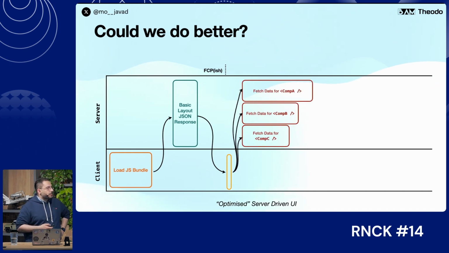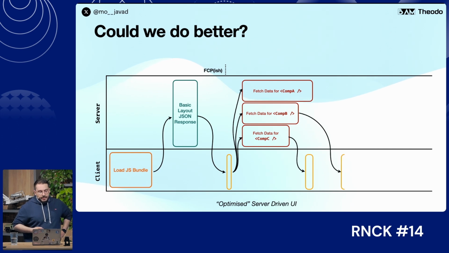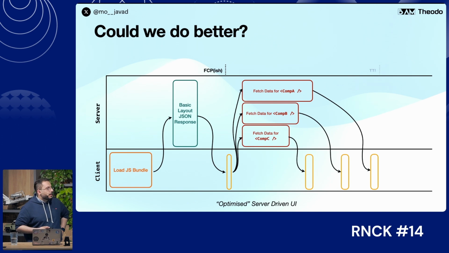And then it starts to make requests for each component to fetch the data. So the data is being computed on the server. And then once the data is available for each component, it basically comes in on demand for each of those components. And basically the TTI becomes whenever the last component finishes calculating the data on the server and returning that back to the client, and then the client renders that. So it means that we can pull both the FCP and the TTI forward significantly.